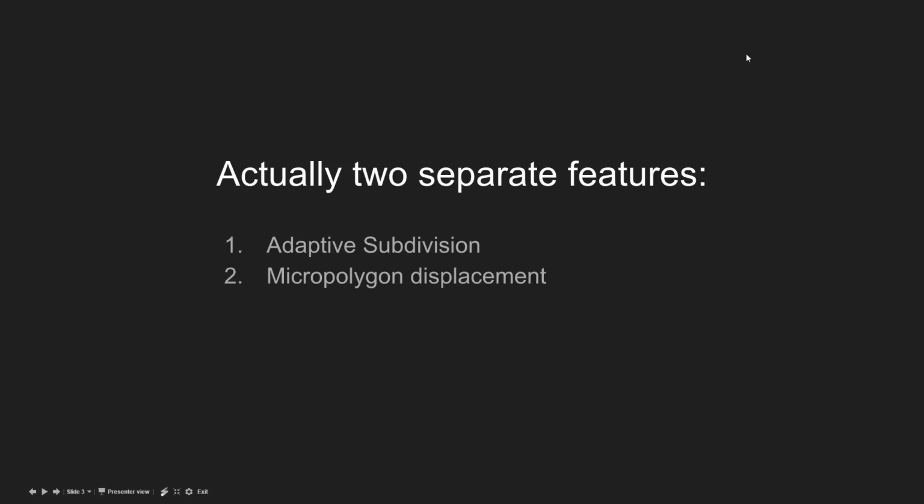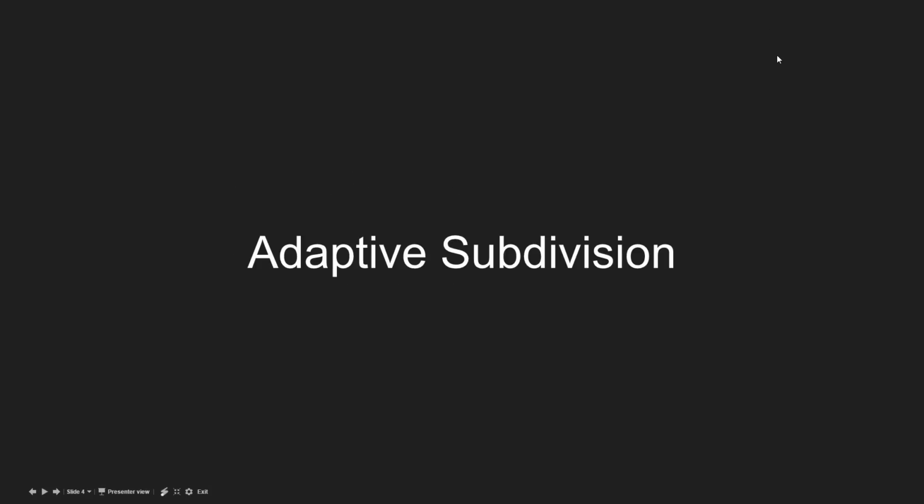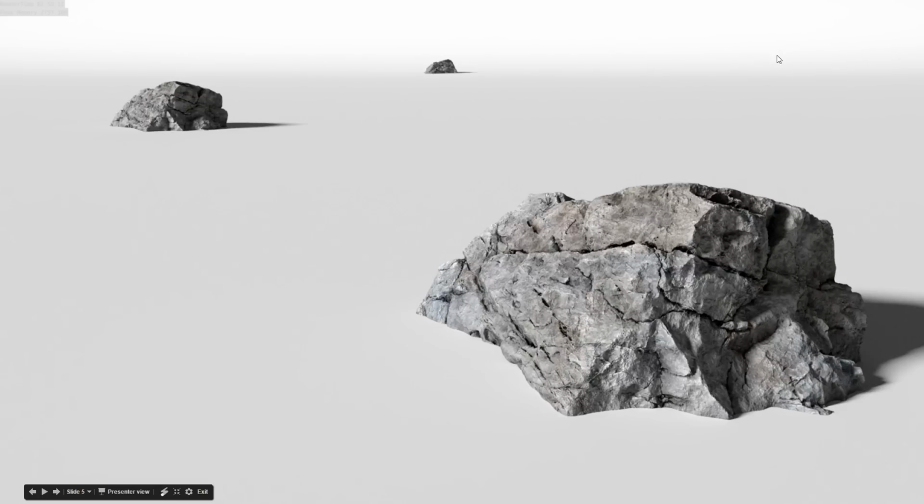So the first one, adaptive subdivision. Adaptive subdivision solves a common problem which you yourself have probably already experienced. Say you've got a scene like this. You've got 3 objects, okay? 1 in the foreground, 1 in the middle ground, and 1 in the background. And they're all identical, and they're all very highly detailed.